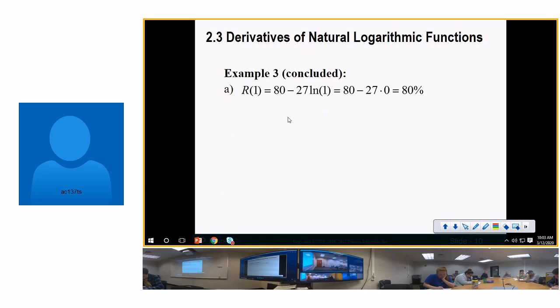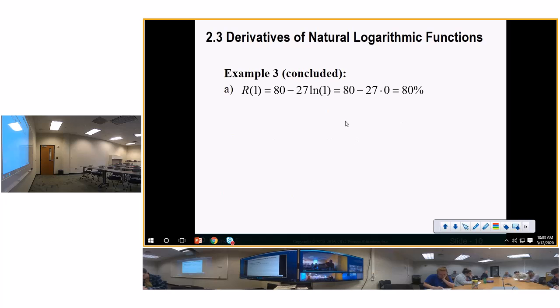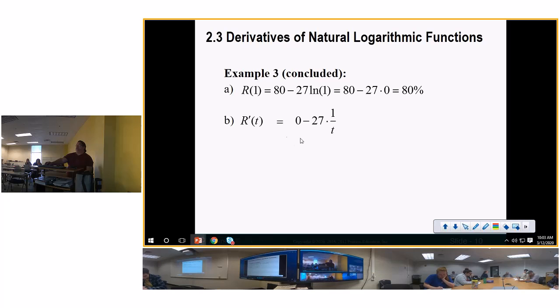That's when you plug in just the number they asked you to plug in. And then take the derivative, and that should be negative 27 over T. Did I have a negative in front of it? I think I did. And negative 27 over 2.